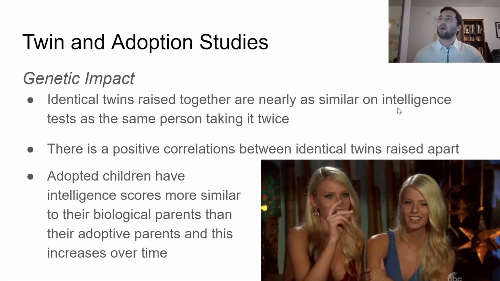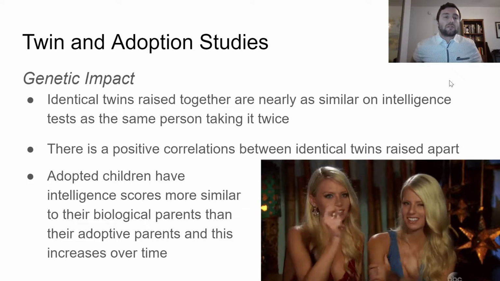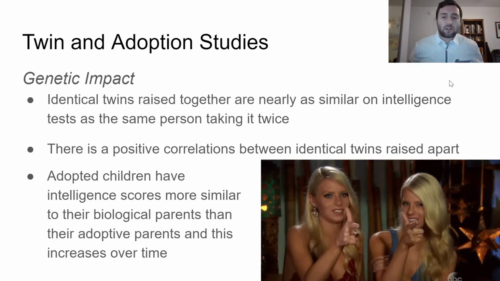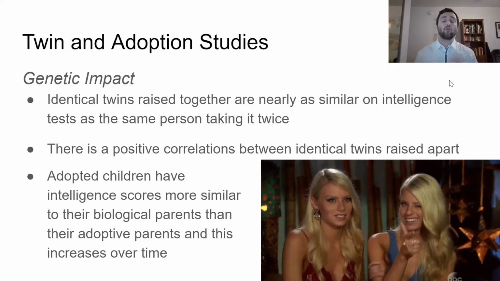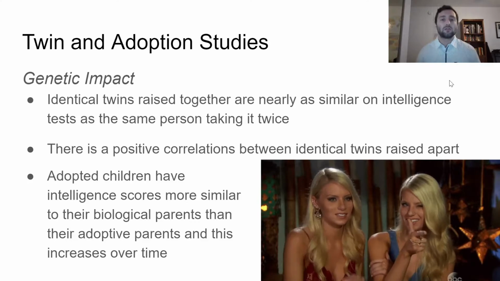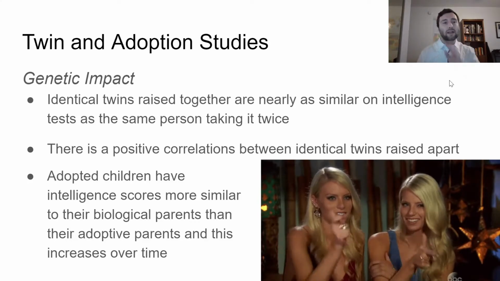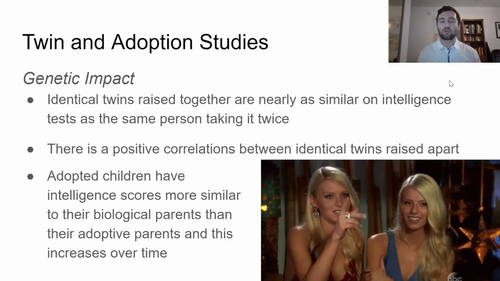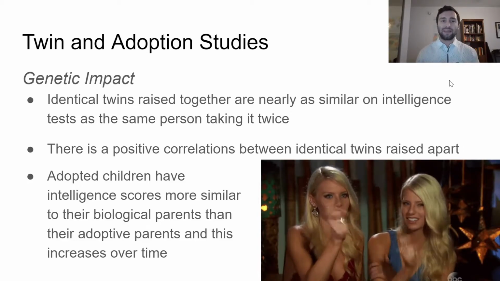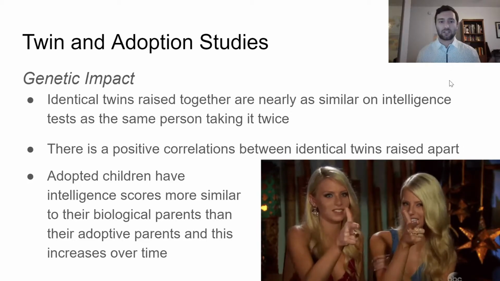There we go. So one of the big things we're going to do is look at twin and adoption studies. These are kind of the two main ways that we can study intelligence when we're trying to pull apart genetic versus environmental impacts. So the genetic impact specifically, we're going to look at twins, especially identical twins, because obviously they are born with virtually identical DNA. So if intelligence was 100% genetic, they would be exactly as intelligent as each other.